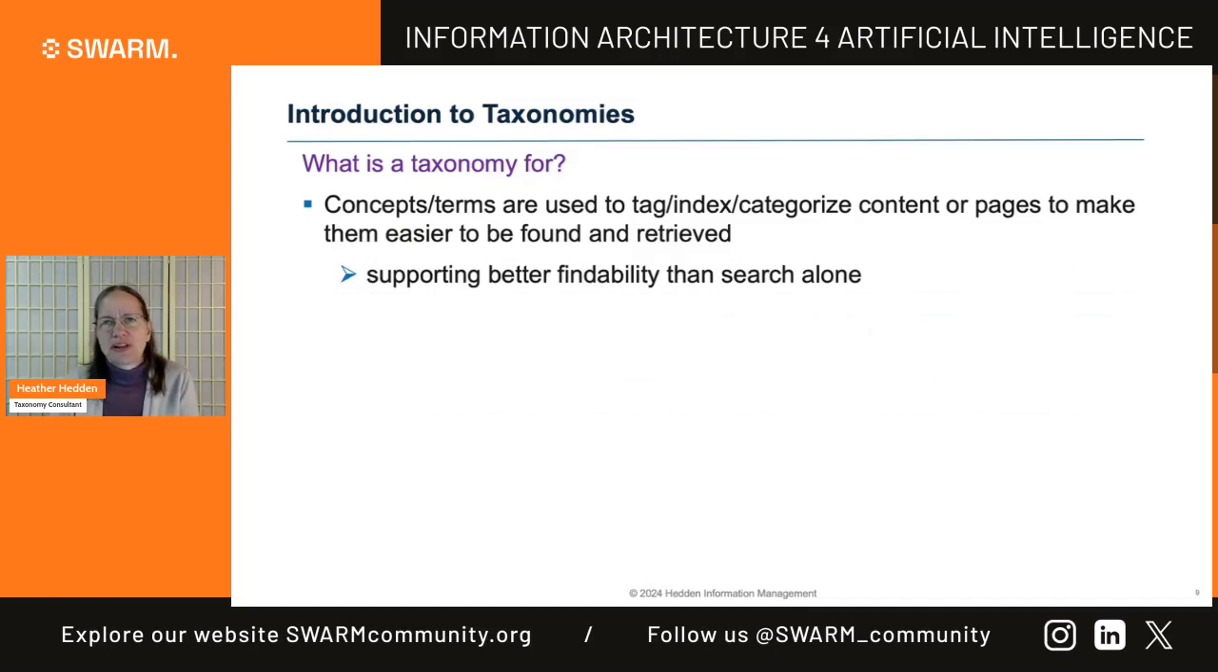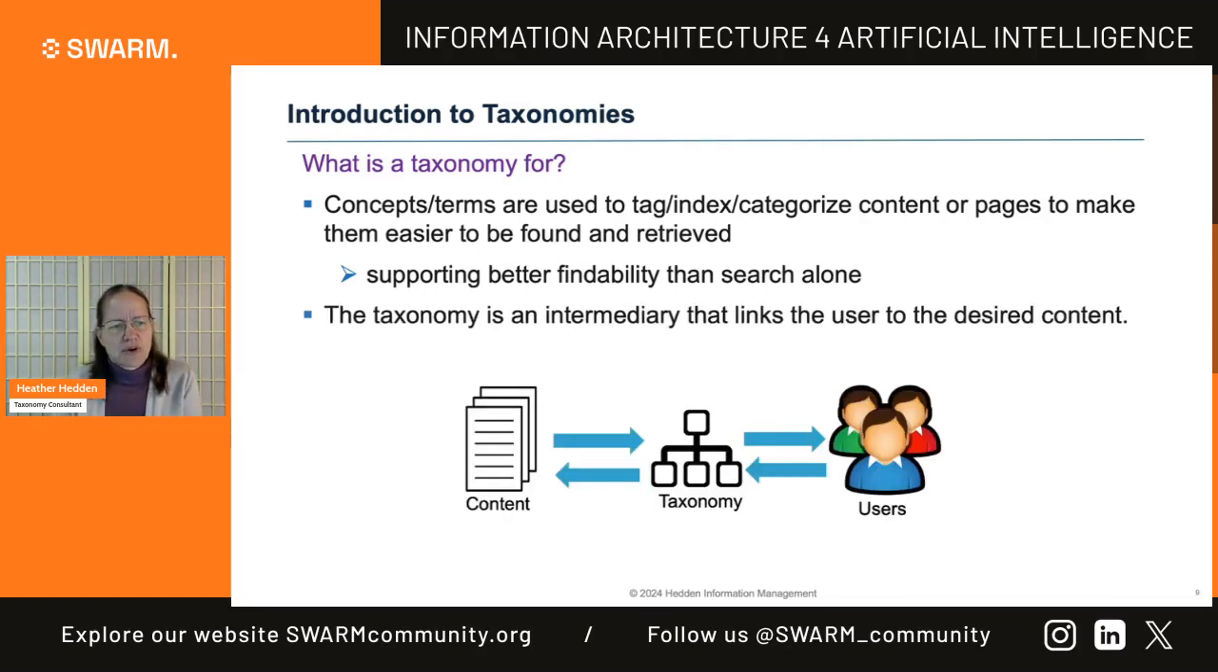But what's more important than defining is what they're used for. So concepts or terms, and I'll explain that a little bit more, are used to tag or index or categorize content or pages to make them easier to be found and retrieved. So it's not just classification for the sake of it. It is to find content, find information, supporting better findability than search alone.